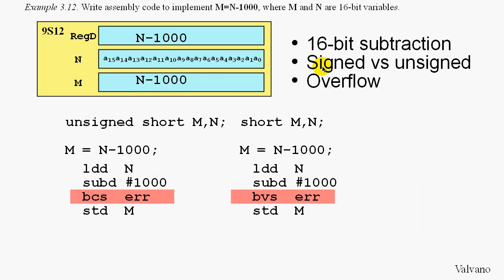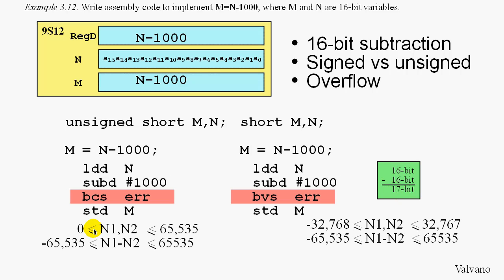The second objective of this example was to consider unsigned versus signed operations. With an unsigned operation, we used an unsigned designation in C, and then we tested for an overflow by looking at the carry bit. With signed operations, we defined the variables with the short definition in C, and after the arithmetic operation, we looked for an overflow by testing the V bit.